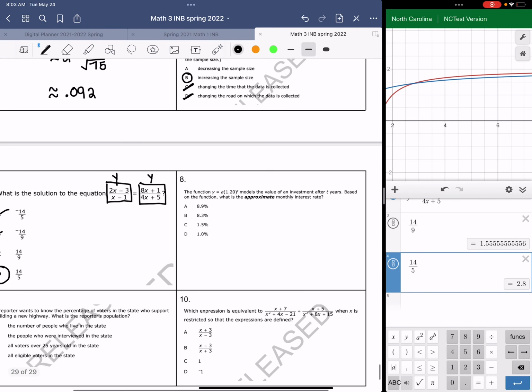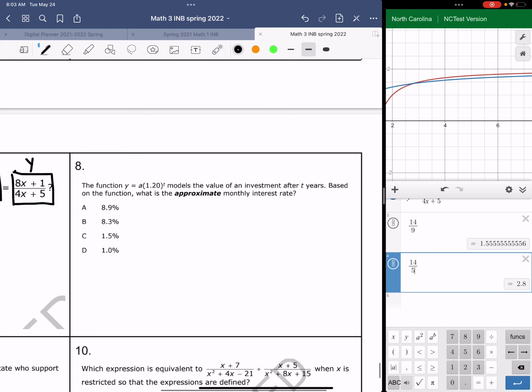All right, for number 8, it says the function models the value of an investment after T years. So that's super important that it says it's in years. Based on the function, what is the approximate monthly interest rate? So if you remember, we look at the base, and that base shows me that it's growth because it's greater than 1.